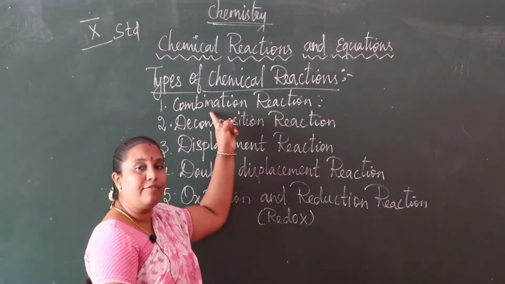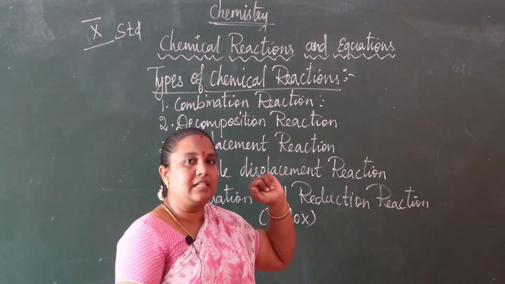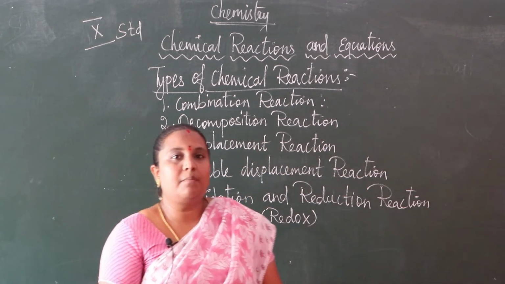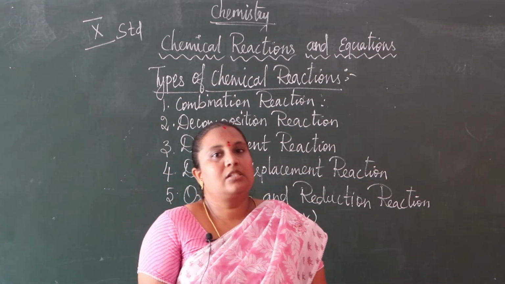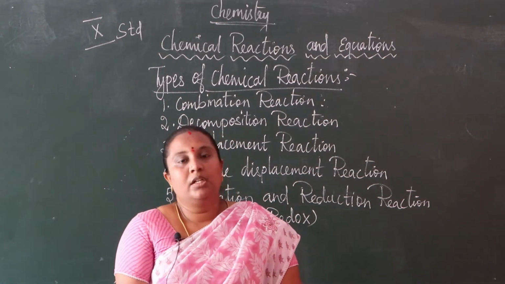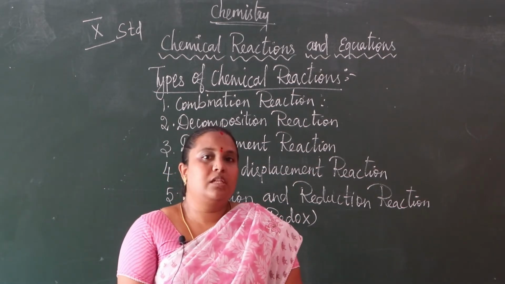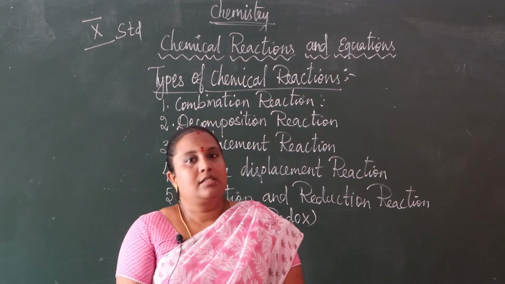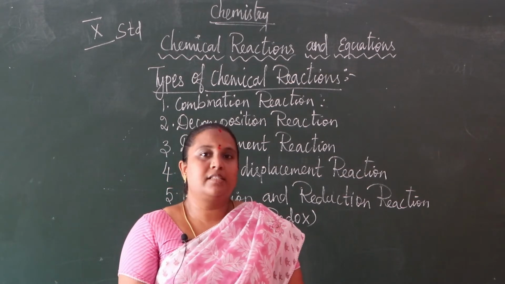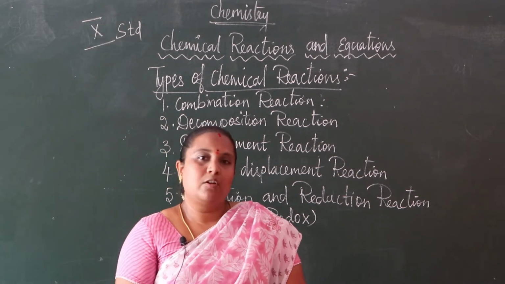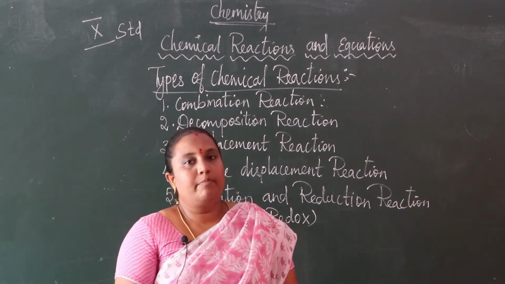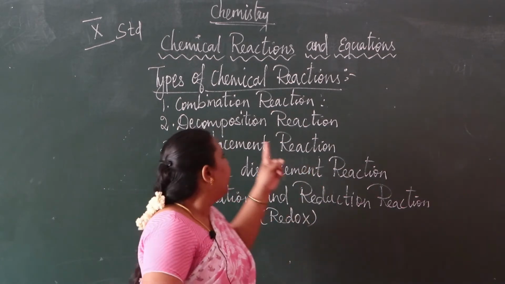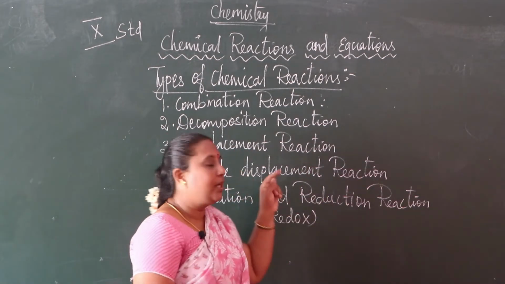That is combining of two or more substances. Then we can see decomposition reaction. What does decomposition reaction mean? A single compound decomposes, that is, breaks down into two or more substances. It may be elements or it may be compounds. Understood? Breaking down into two or more substances is said to be decomposition reaction.